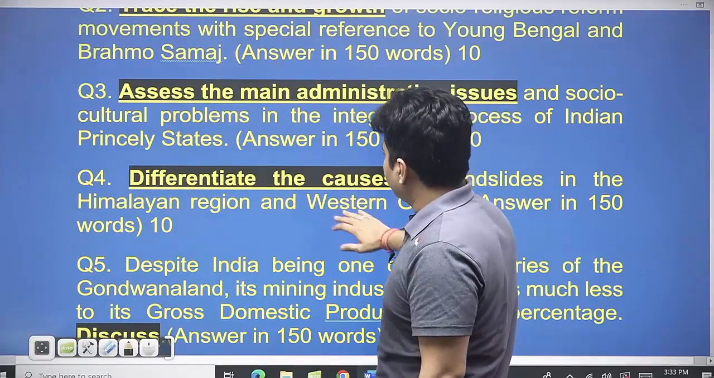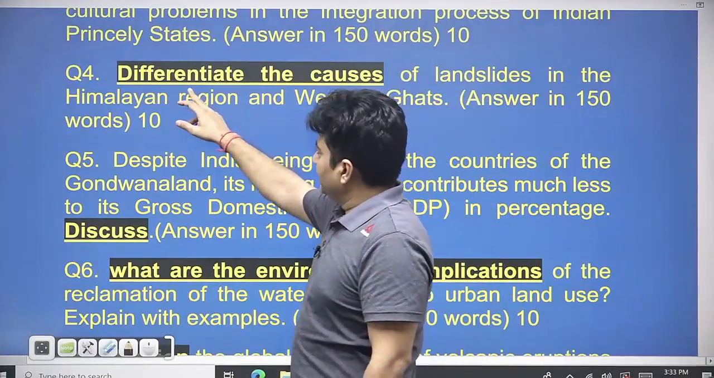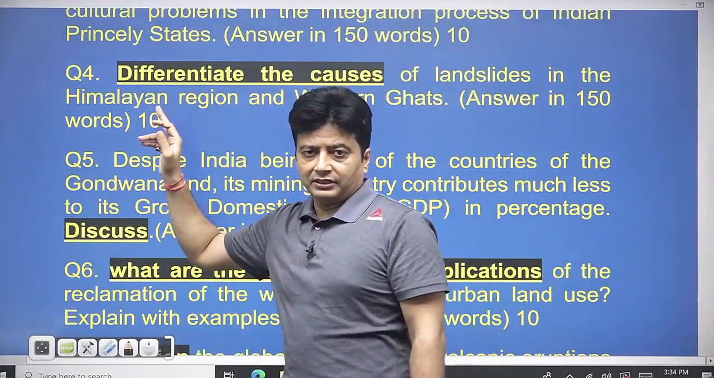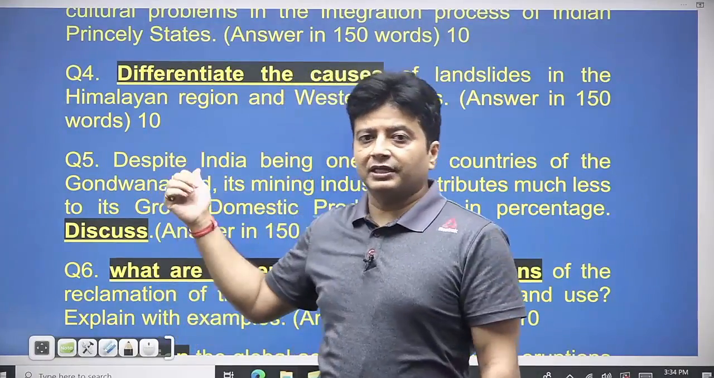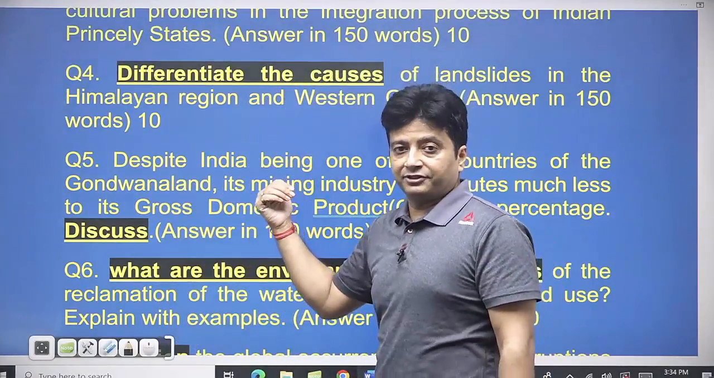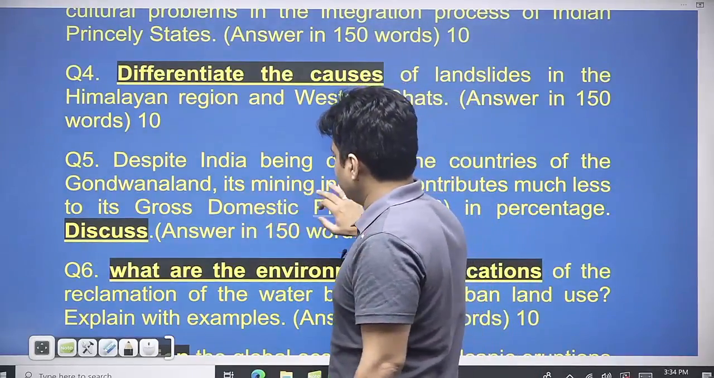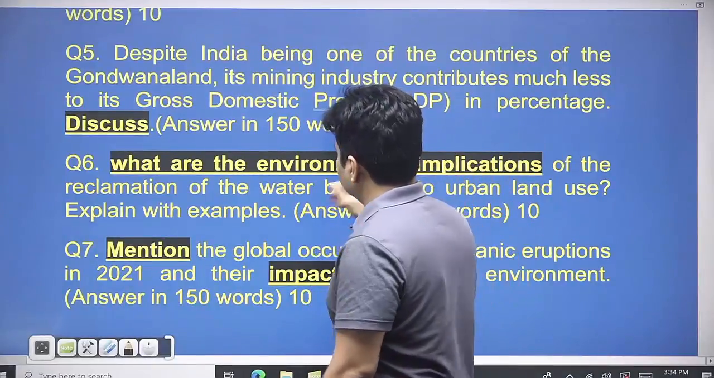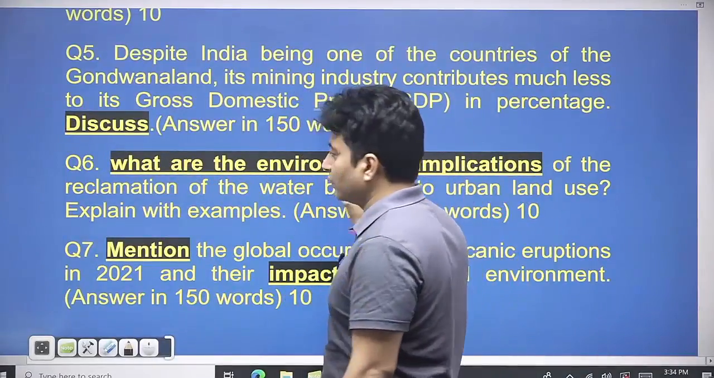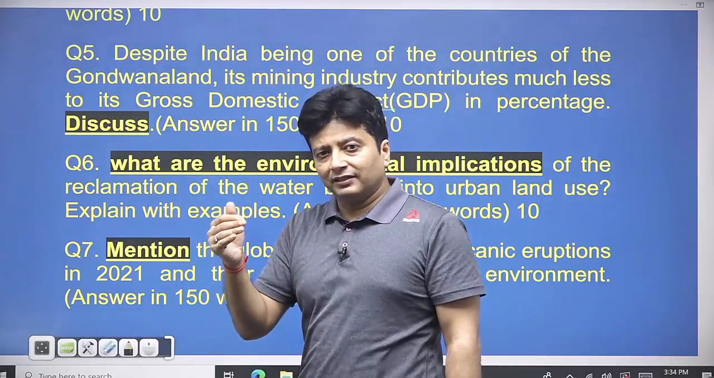assess, differentiate the causes. We'll have to understand that if in place of differentiate, the word distinguish might have been used here, what could have been the implication in the answer? Okay. Then here discuss again. Then what are the environmental implications? So here the word implication has to be focused upon to fulfill the demand of the question.